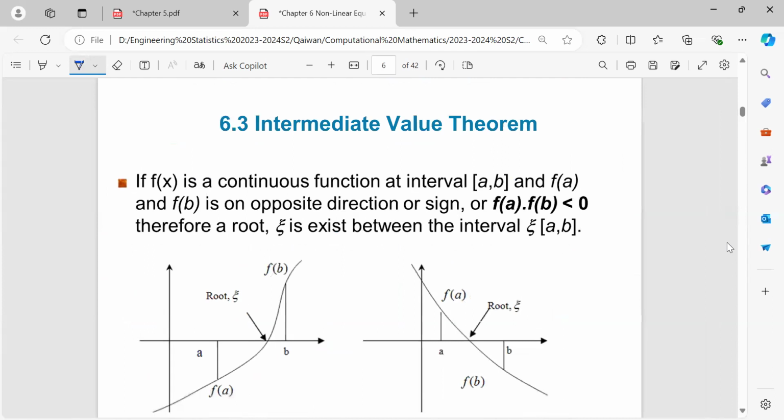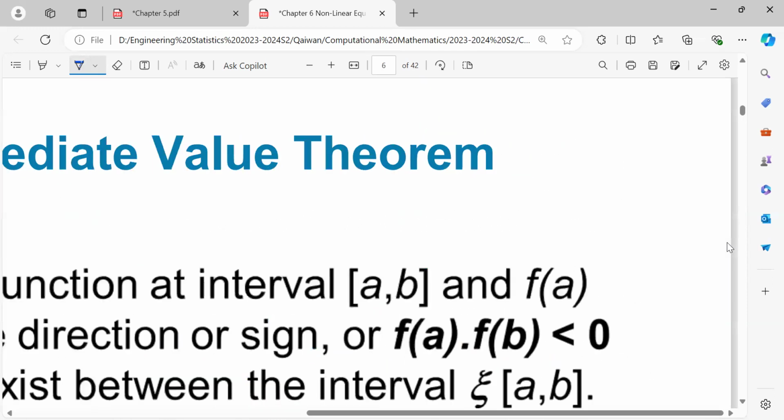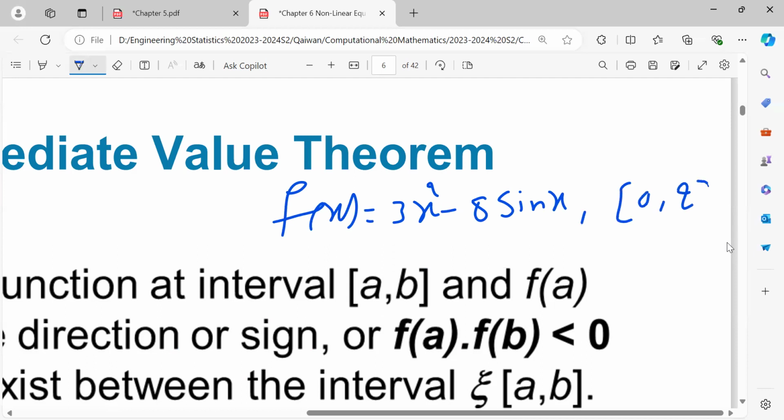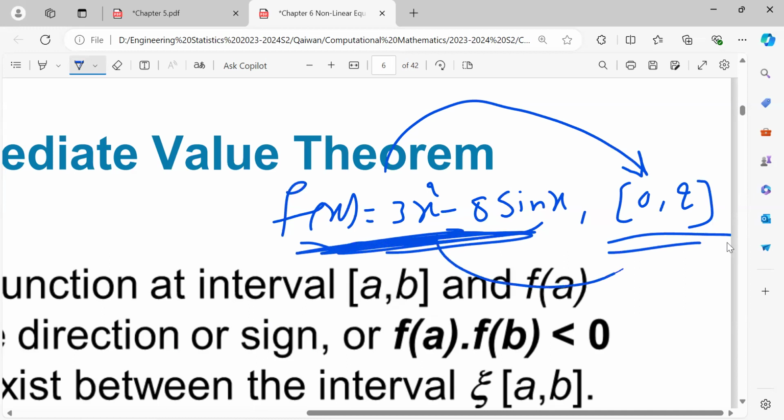Now, the intermediate value theorem is used for checking whether an interval has a solution of an equation in it or not. Here, let f of x be, let's say, 3x squared minus 8 sine x. If you have this equation, and you are given this interval 0 to 2, to check if you have a solution for this equation in this interval or not, we use the intermediate value theorem.